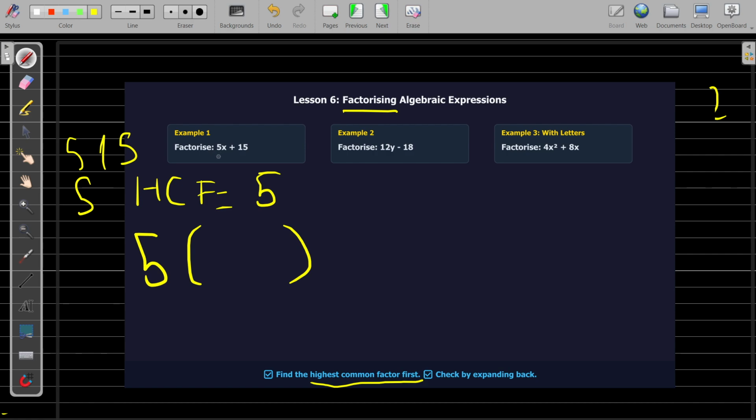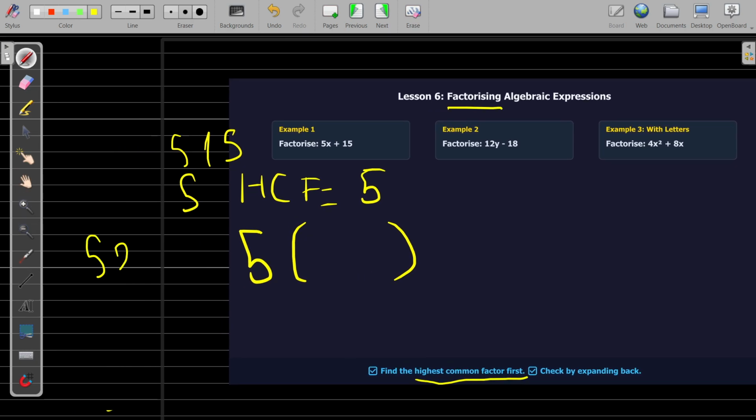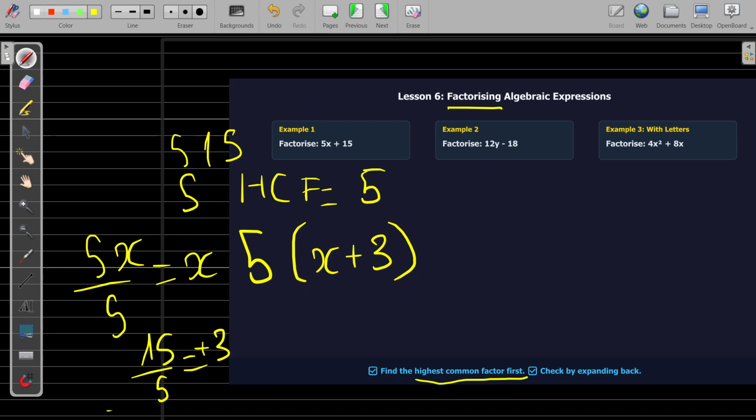So we need to divide 5x by 5. 5x divided by 5 is going to be x, so I'll write x here. 15 divided by 5 is going to be 3. That's positive 3, not negative 3, so I need to write plus 3 here. And so that will be our answer. As you can see, I have the 5 outside the bracket and x plus 3 inside of the bracket. And so I have my factorized answer.